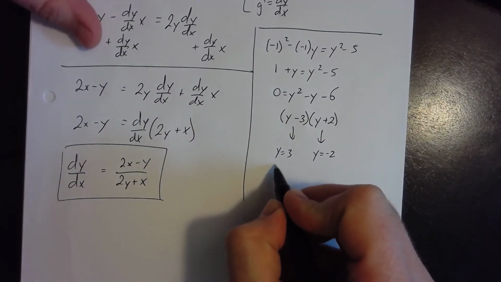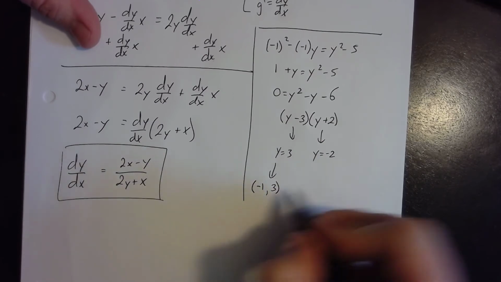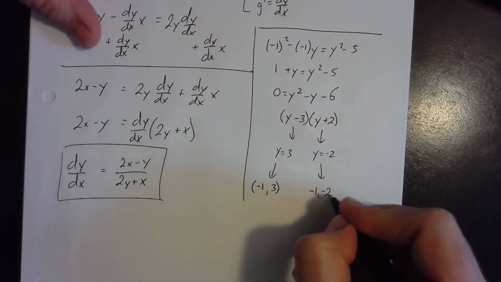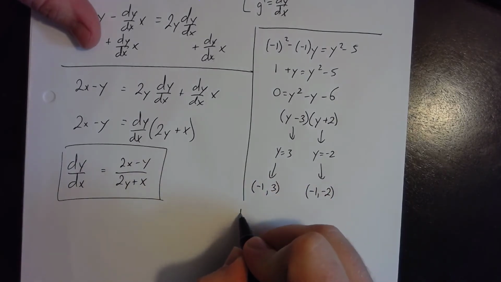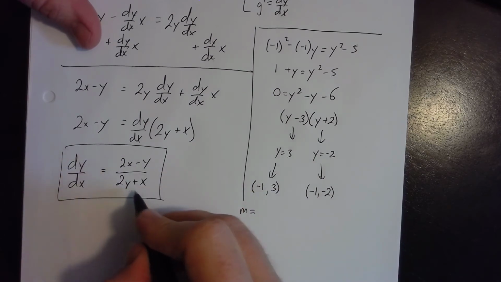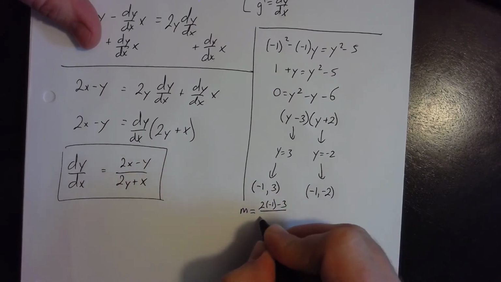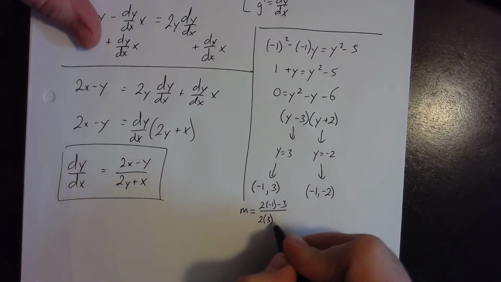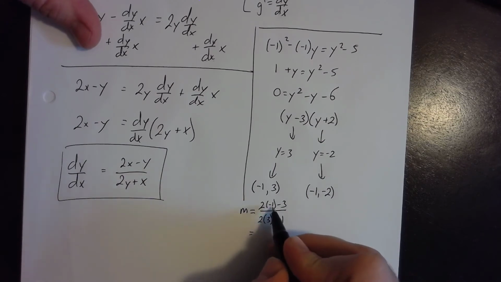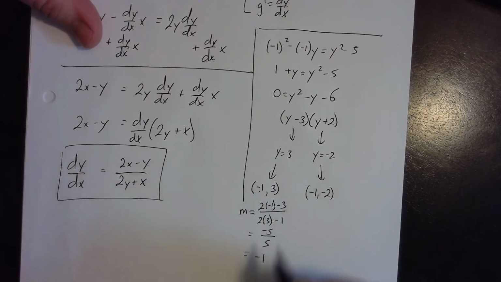So what I'm going to do is identify my negative 1 x value and my 3 as a y value. That's a point. And then my other point is negative 1 comma negative 2. So for this first piece, I'm going to plug negative 1, 3 into this equation and get a slope. In that case, it's going to be 2 times negative 1 minus 3 divided by 2 times 3 minus 1. In which case, I'm going to have a negative 2 minus 3 is negative 5, divided by 6 minus 1 is a 5, giving me a negative 1 slope. So now I have x, y and m.